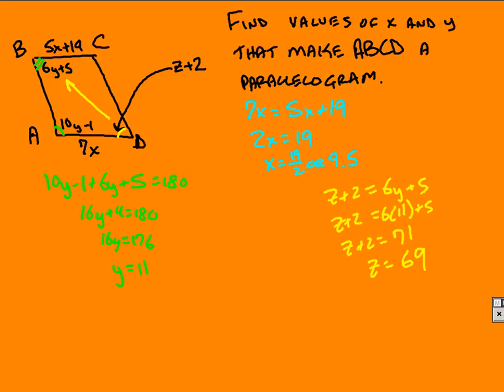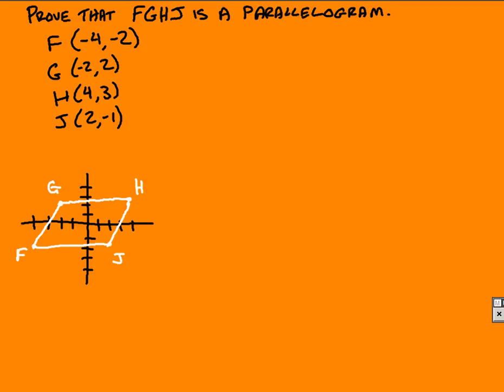Now, to prove something is a parallelogram, if I'm given different points on a plane, you have lots of different options. The first one, all I need to know is that they are parallel. If they're parallel, what should I look at? I should look at their slopes. So I would need to look at the slopes of FG would have to be the same as HJ, and GH would have to be the same as FJ.